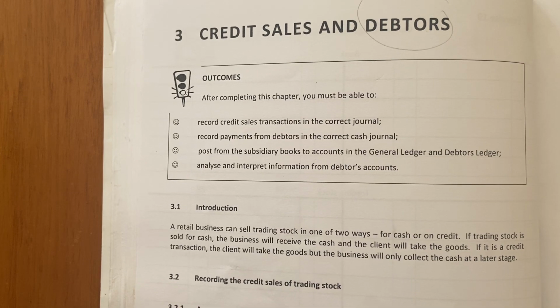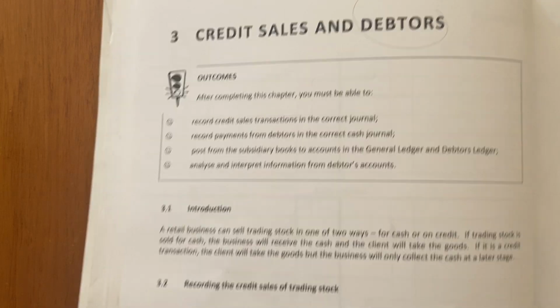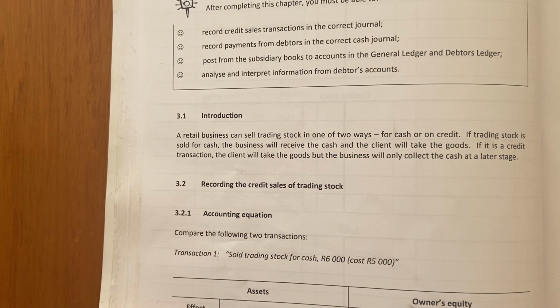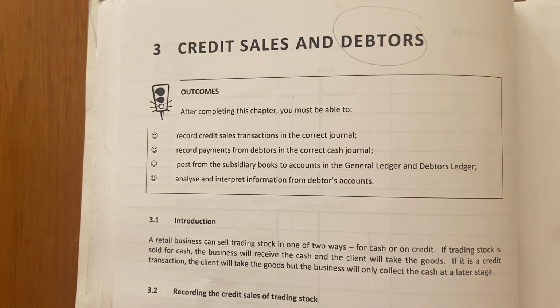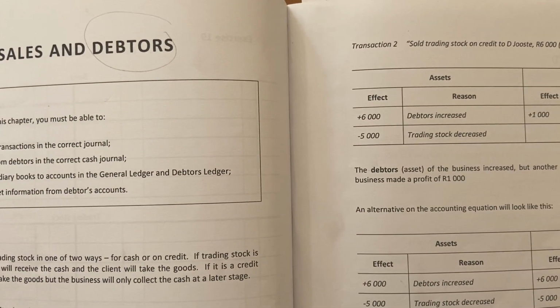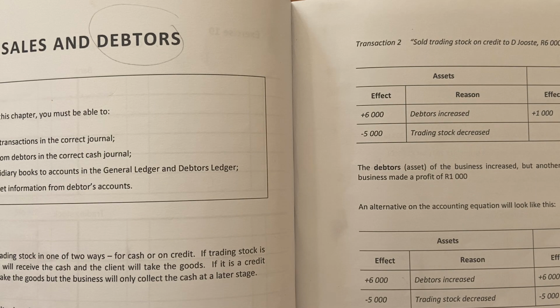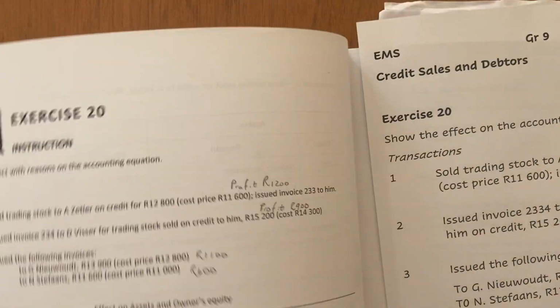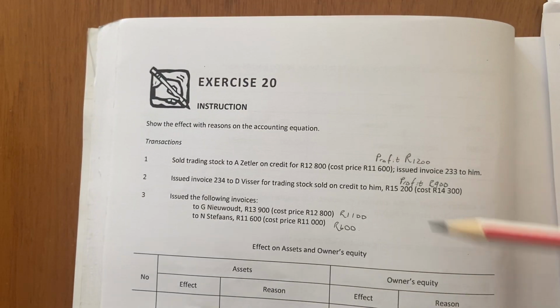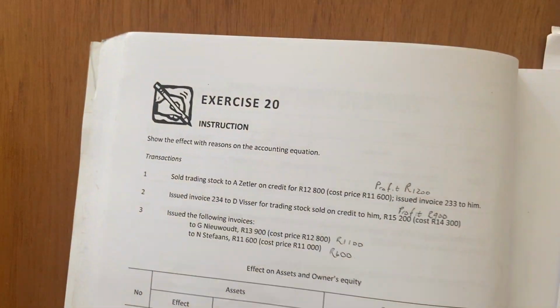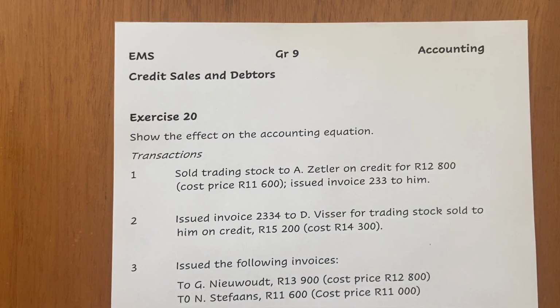Now, your textbook must be open on page 82, and you can just go and read through that. I explained some of that to you, and then there are a few examples, but we are going to go straight away to exercise 20, and we're going to do the exercise. Now, I printed another one for you, so I just want to get that out. Here it is, exercise 20.